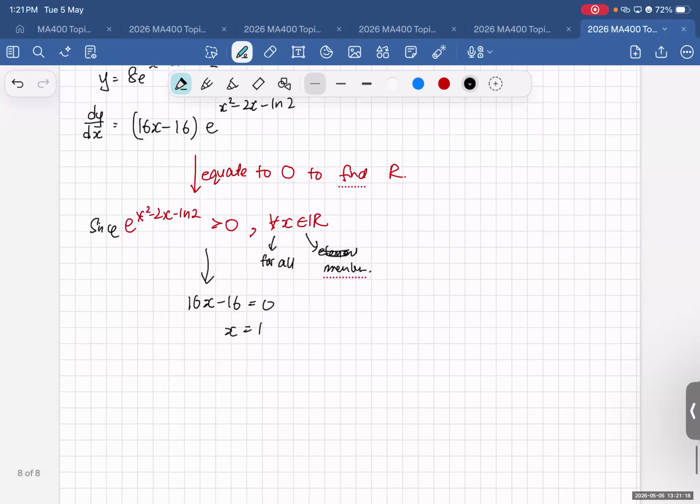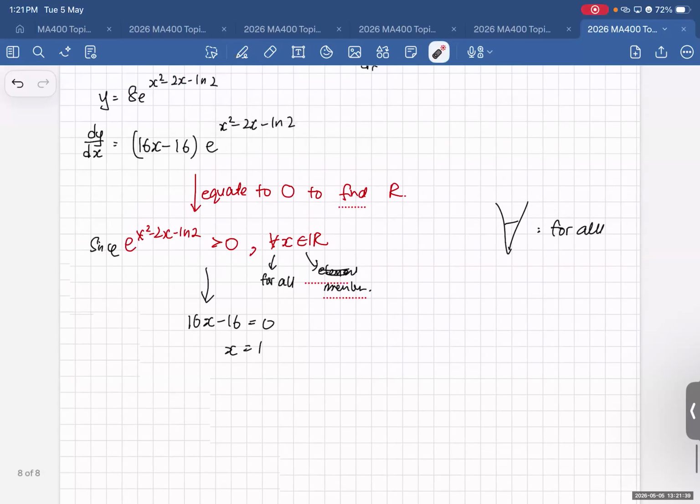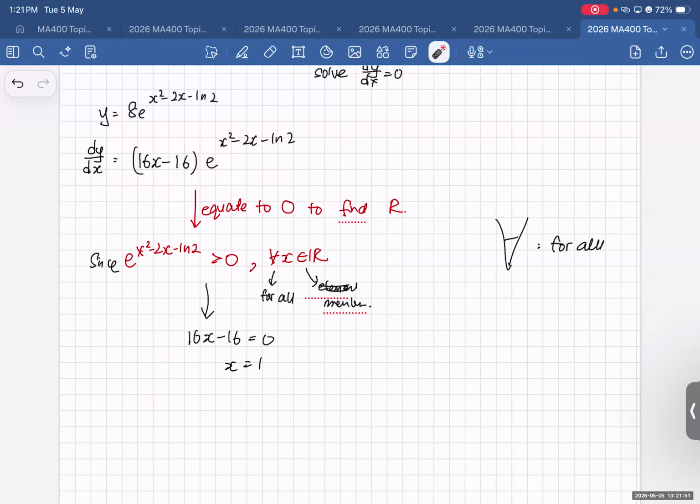It's an inverted A. Inverted A. This means for all. For all. Okay, you want to say for some, there's a different symbol. This means for all. You equate this to 0, right? So this will never be 0, right? So only this can be 0. So if this equals 0, x equals 1. Yes, so x equals 1 into?